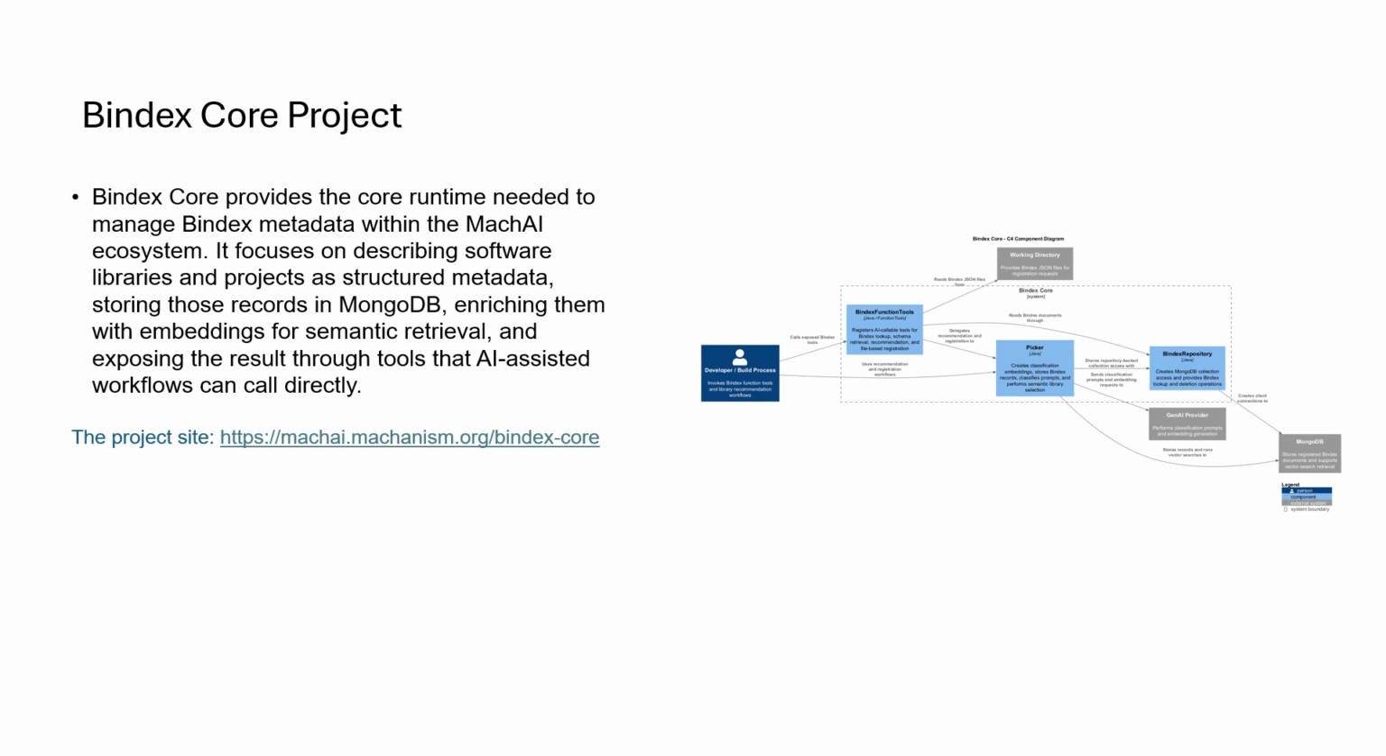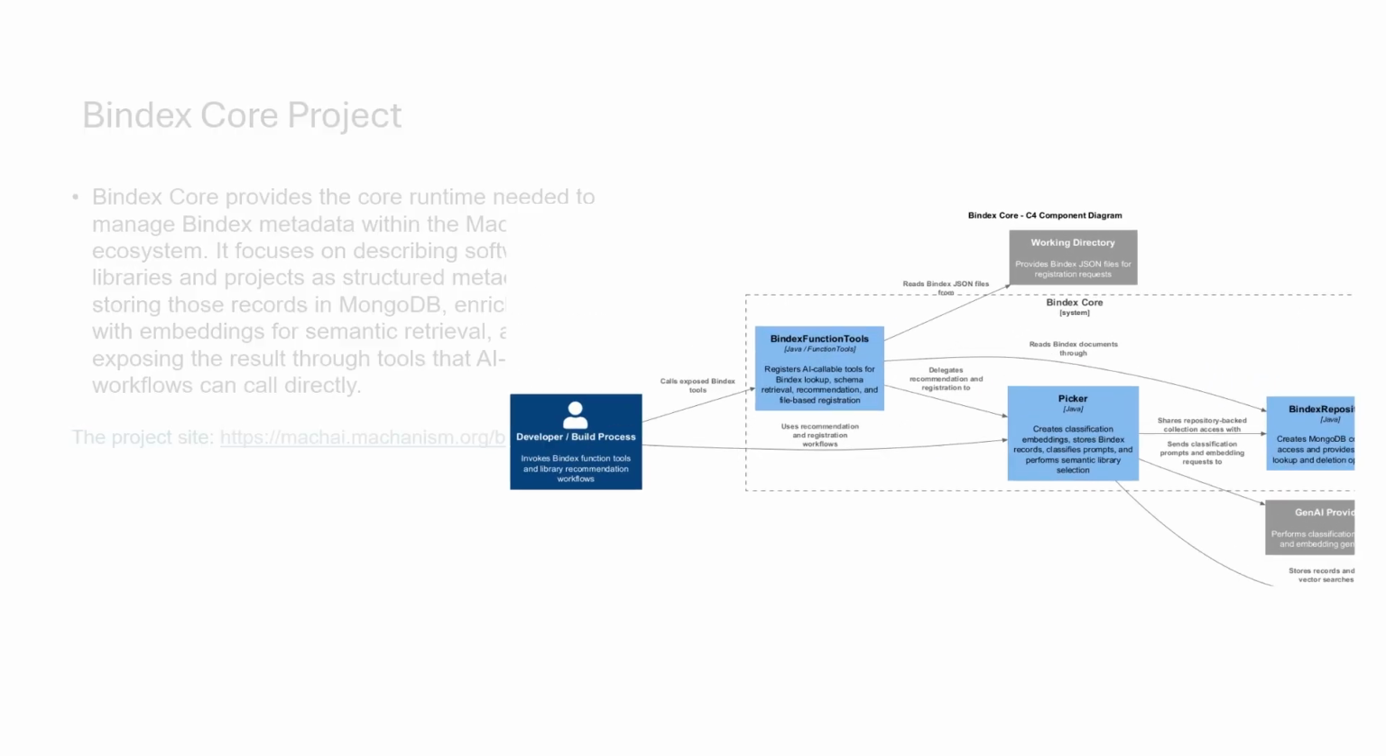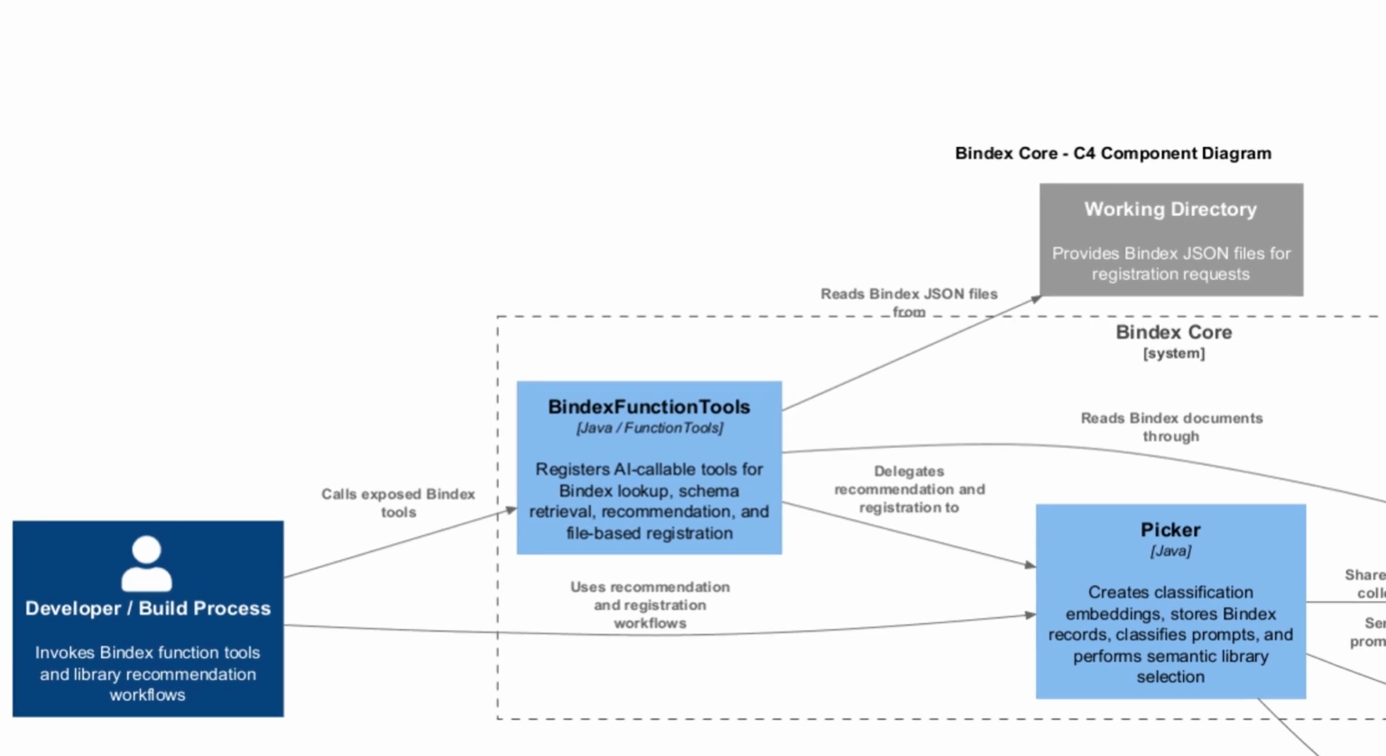The project integrates repository services, semantic recommendation logic, and AI tool registration into a single library. It supports creating and updating metadata records, retrieving them by identifier, loading a JSON schema that defines the metadata format, and recommending suitable libraries based on natural language queries. This diagram illustrates the main components and interactions within the Bindex core project.